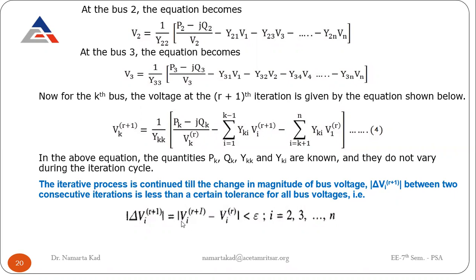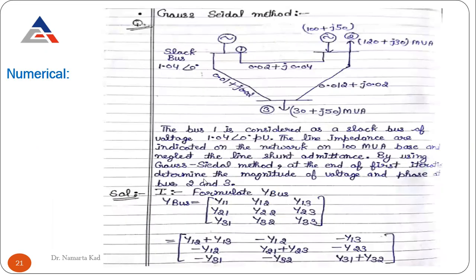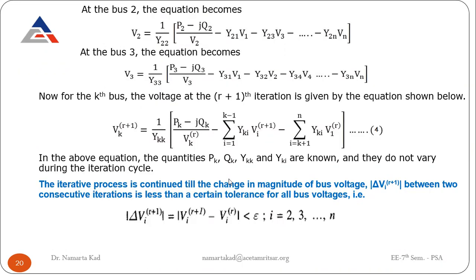So if the difference between the consecutive values for the different iterations is very, very small, then we stop our process. Or otherwise, if similar values are achieved in consecutive iterations, then again we stop our iterations and say that our solution converges. So this is the procedure for the Gauss-Seidel method.